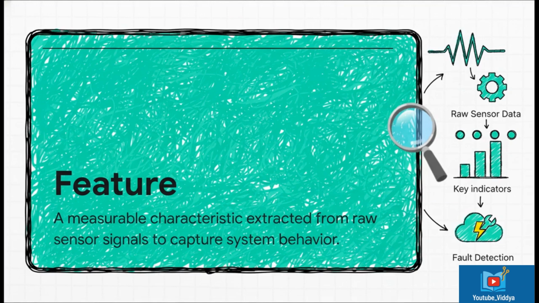Okay, so this is where the idea of a feature comes into play. A feature is just a single, meaningful number that we pull out of that complicated raw signal. Think of it like the total energy in a vibration, or maybe how spiky that vibration is. It's one number that gives us a really clear clue about what the machine is doing.